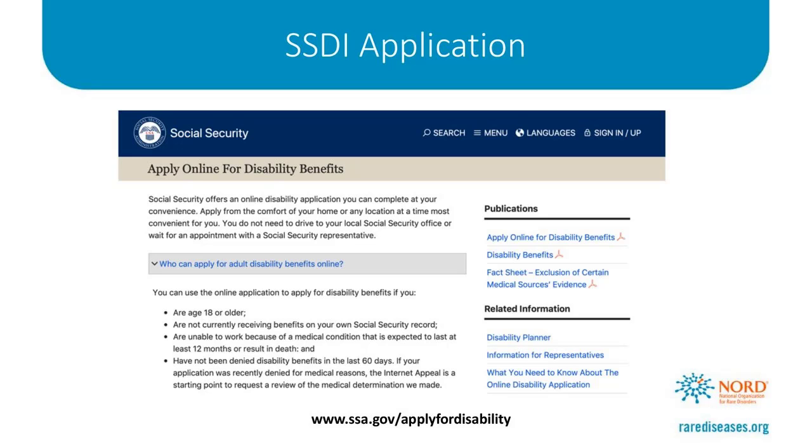ssa.gov/apply-for-disability, which is the URL that you see at the bottom of this slide here. This is the web page you see in front of you. This is a screenshot from that web page, and it walks through the various different criteria that the Social Security Administration looks at to ascertain whether or not one would qualify for SSDI. And again, this is its own complicated process that would take its own webinar, so we're not going to get too far into that today.